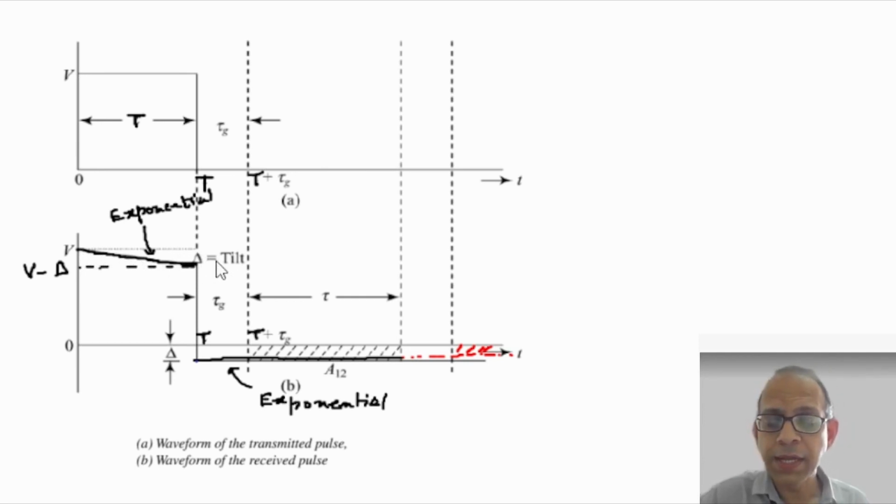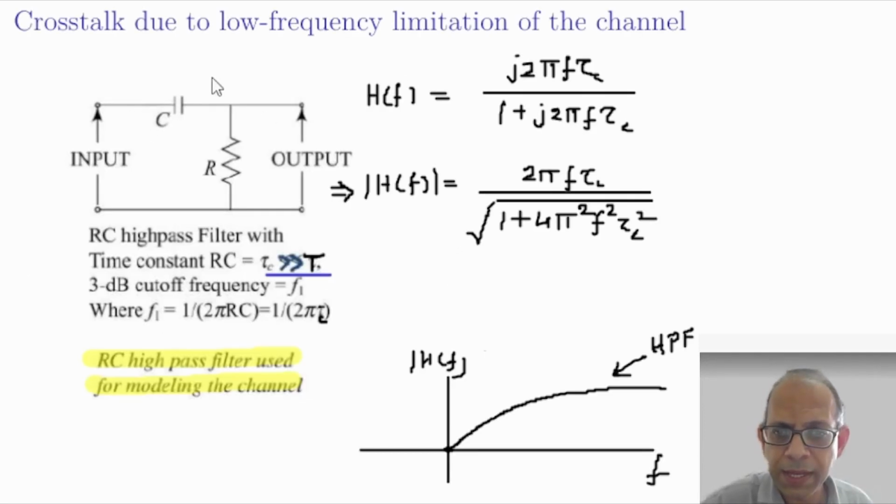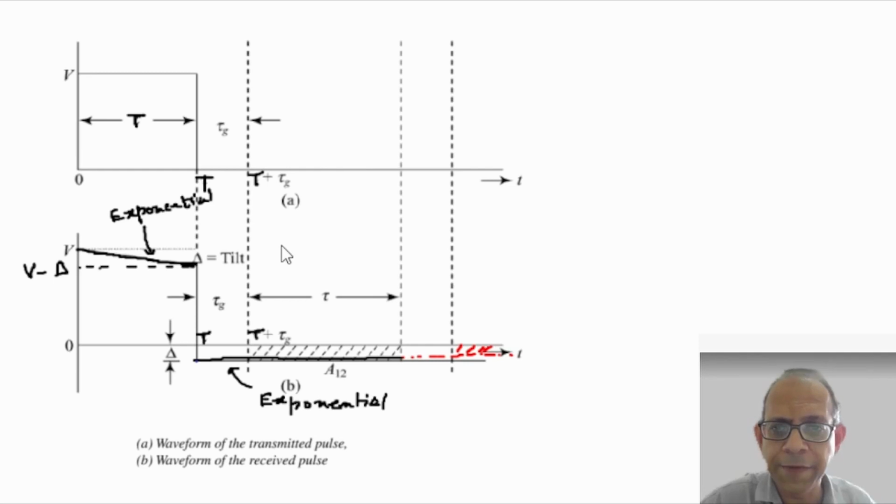The output starts decreasing exponentially, but because the time constant tau C is much larger than capital T, this exponential decrease is very slow. At the end of the first pulse interval capital T, the output voltage has reduced from V to V minus delta, a delta below the original voltage V, and at that time the pulse becomes zero abruptly because it's a rectangular pulse. That abrupt change again is a very high frequency component, and that appears as it is at the output.